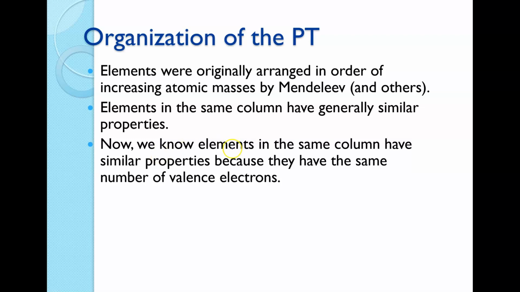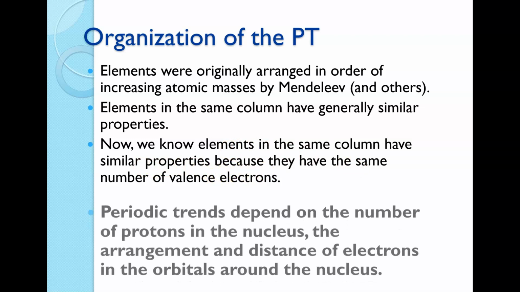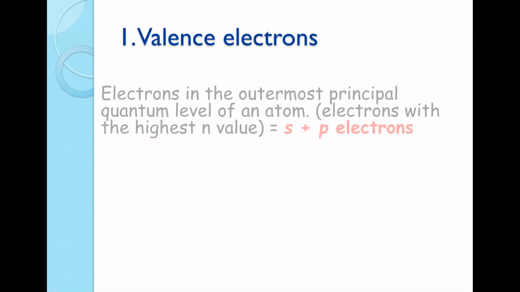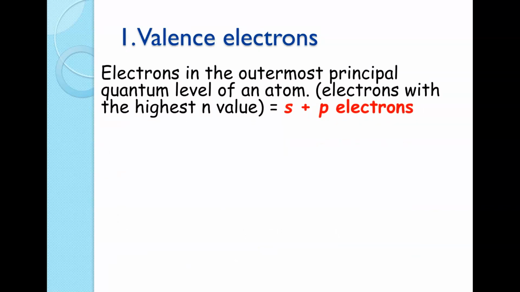So the reason we know elements in the same column have similar properties is because they have the similar number of valence electrons. And the periodic trends depend on 2 things: how many protons there are in the nucleus and the arrangement and the distance of the electrons in the orbitals around the nucleus. So that's what this is, electron configuration, and this is atomic number. It's really pretty much those things that determine the periodic properties. So the first one we're going to talk about is valence electrons. They are electrons in the outermost principal quantum level of an atom. That means the ones that have the highest N value. Basically, it means the S and P electrons in the highest energy level.